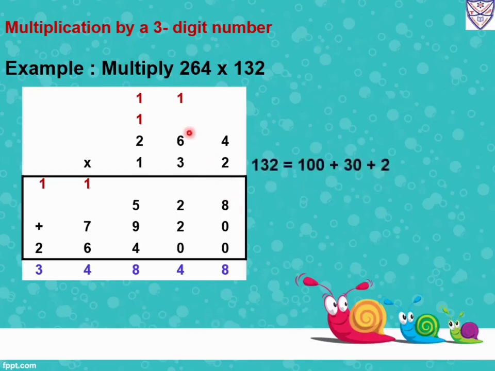Now see, 132 is equal to, here we have to expand first, meaning 100 plus 30 plus 2. Then 528. How did we get this answer? By multiplying 264 by 2. Okay, this is our first step. Then the second step. How did we get this answer? 264 multiplied by 30. Now how did we get the third step? 264 multiplied by 100. Okay children, did you understand the steps of how to multiply a 3-digit number?